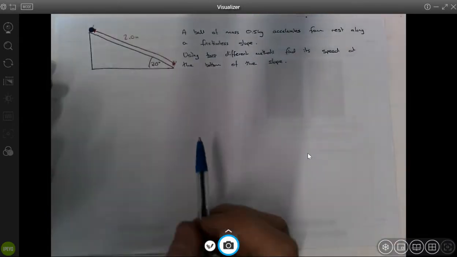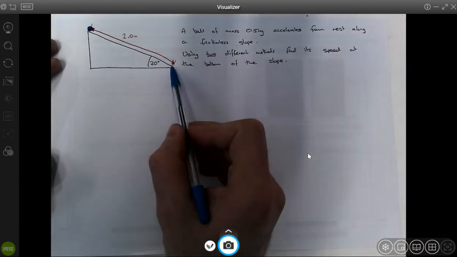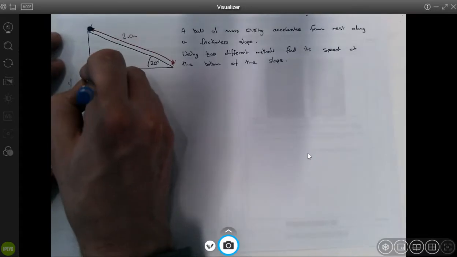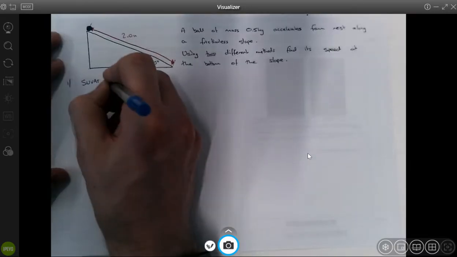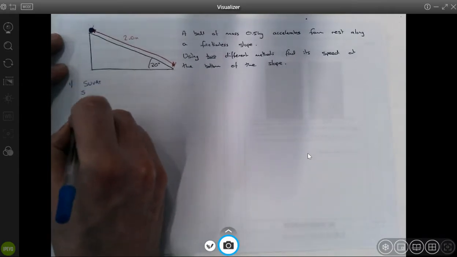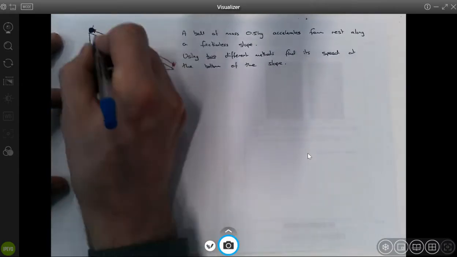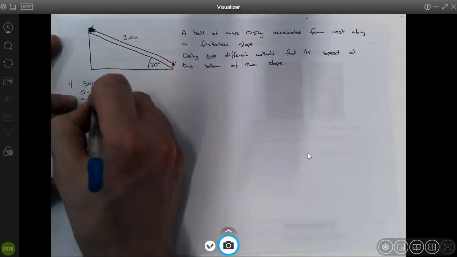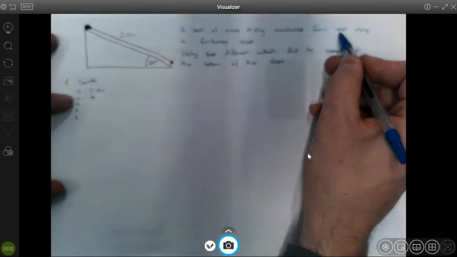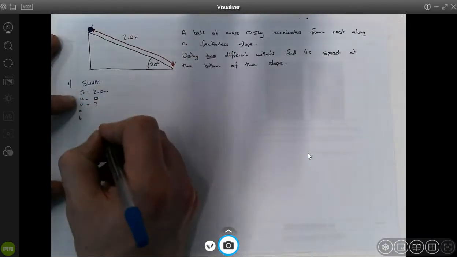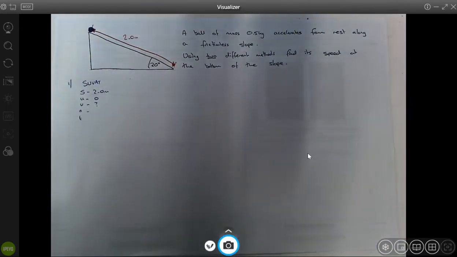So it asks you to find the speed of the ball at the bottom of a slope using two different methods. So let's look at method one. We're going to use SUVAT and forces. So what information do we have for our SUVAT equations? Well, we have our displacement, which is 2.0 meters along the slope. Our initial velocity is 0 because it says from rest along a slope. And we know the final velocity is what we're trying to work out. And then the acceleration, we don't know, but we can work out.